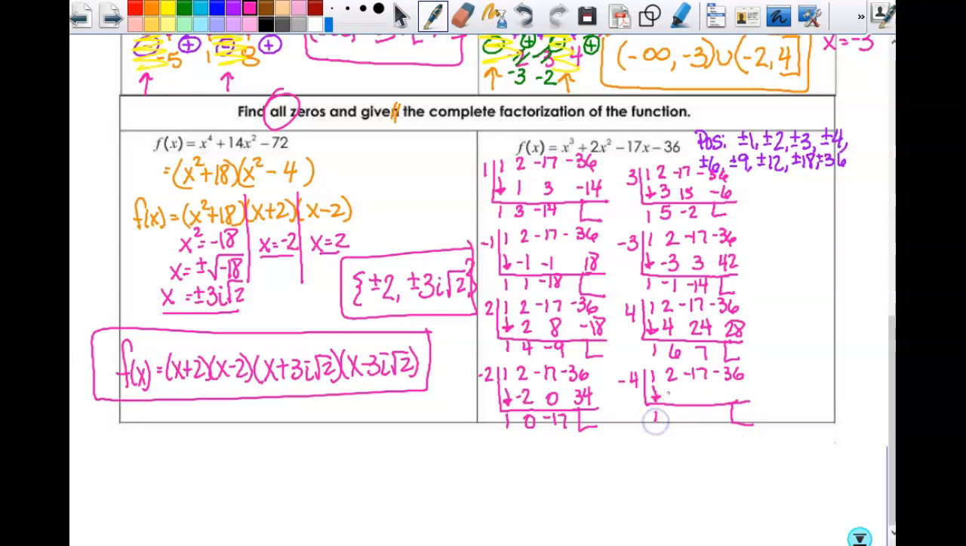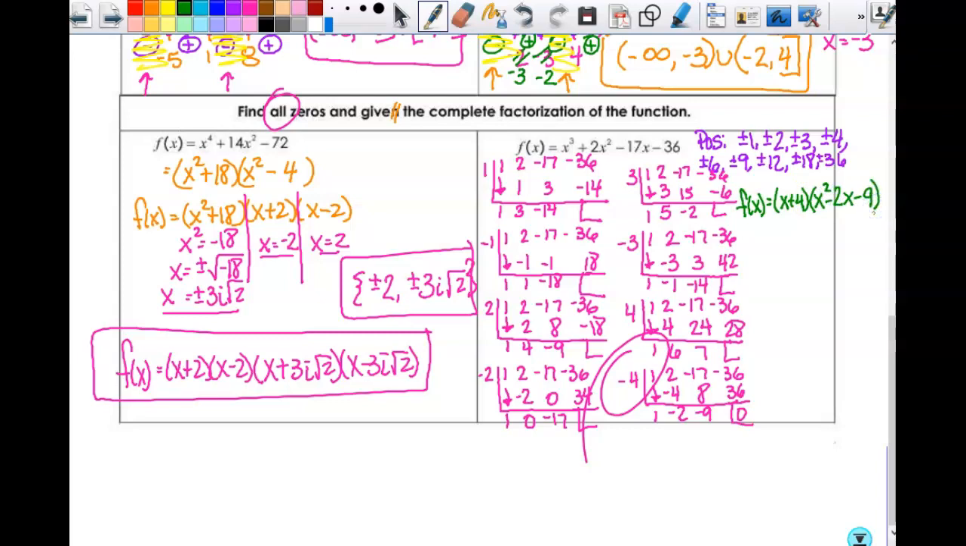Maybe it's not working out because I wrote the numbers down wrong, but nope, I'm good. Bring down my 1. It's going to give me negative 4, negative 2. It's going to give me 8. And this will give me negative 9. This gives me 36. Woohoo! We got 0. So here is my first root. So now I have f of x equals x plus 4 times x squared minus 2x minus 9.